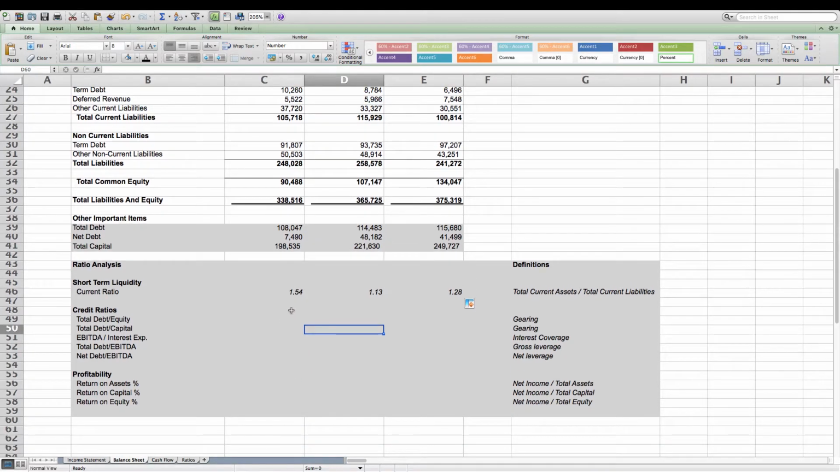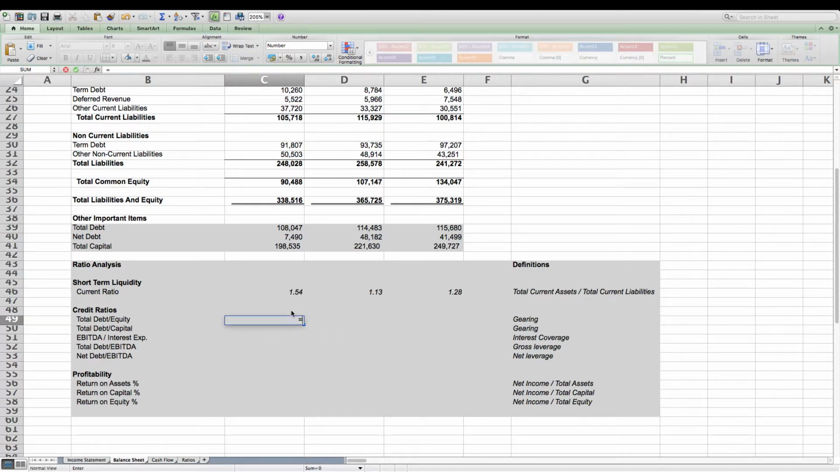Now let's look at these ratios here. First one we have here is total debt to equity, which is typically called gearing. Now, what does this ratio tell us? This ratio effectively tells us the funding mix that Apple has used when it raised money from the financial markets. So total debt to equity is effectively taking the total amount of debt that Apple has on its balance sheet and dividing that by the total amount of equity.